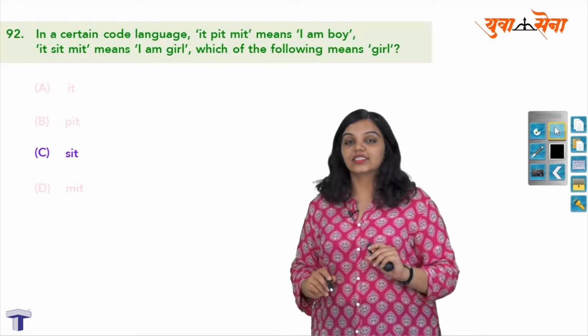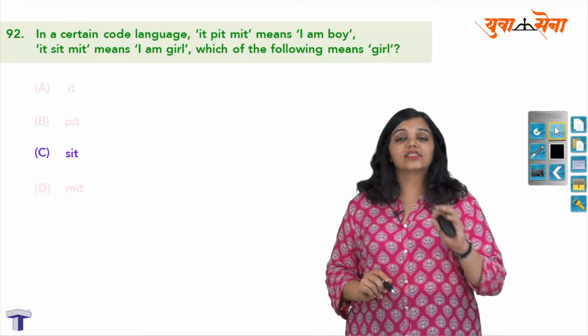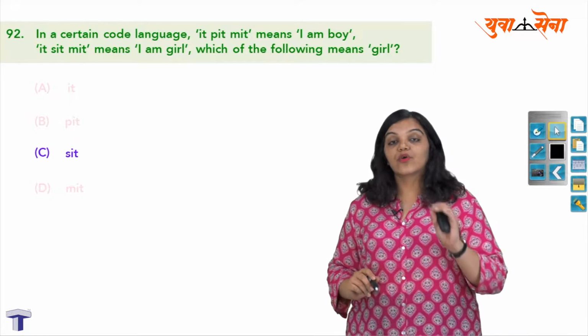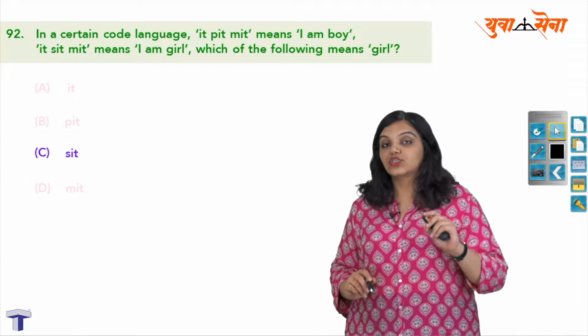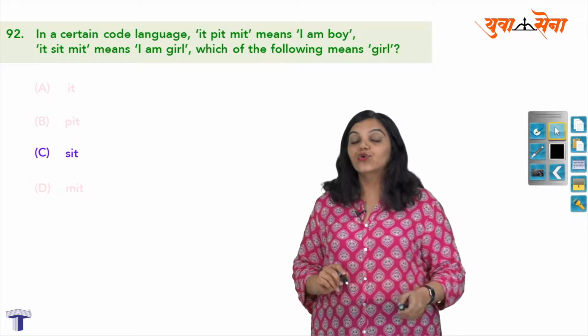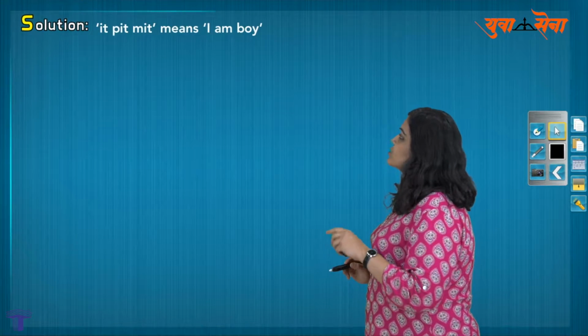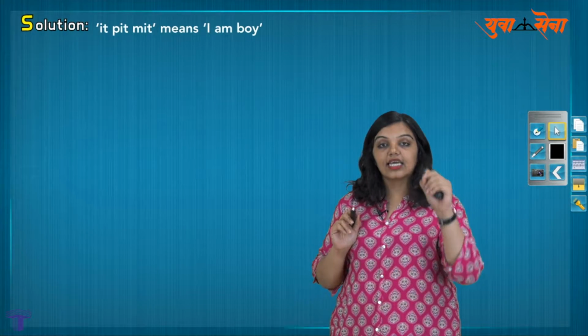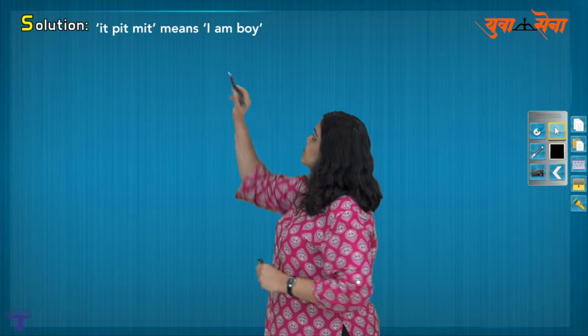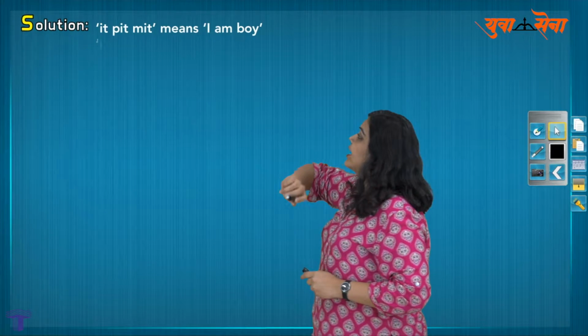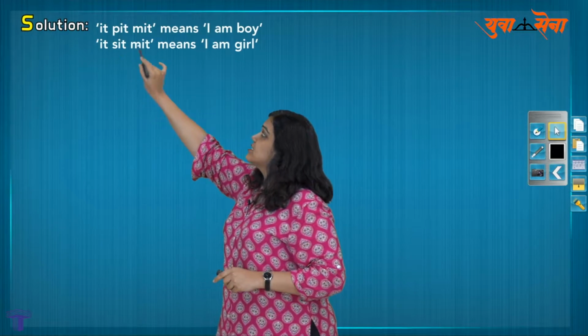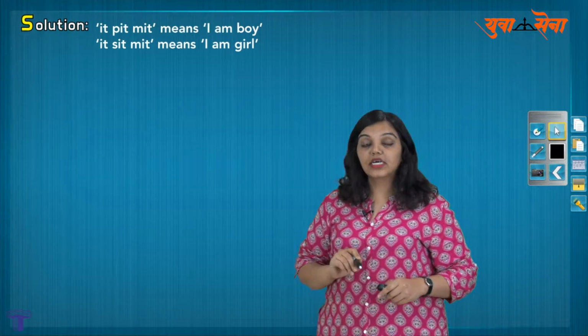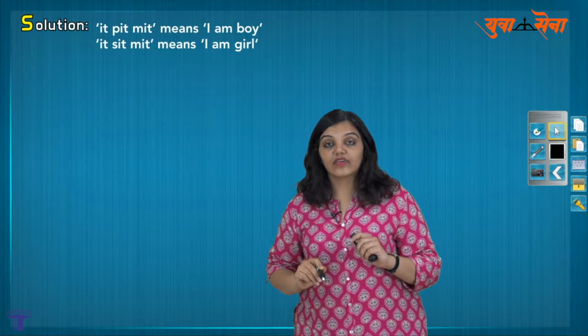Now, of course, these words sound completely absurd, but it's a very, very simple question provided you pay careful attention to what is being presented to you. So quickly, let's solve this sum because it's very straightforward. We have been told that the three words it, pit, mit mean I am boy, and that it, sit, mit means I am girl. Now, how do we go about solving this sum?